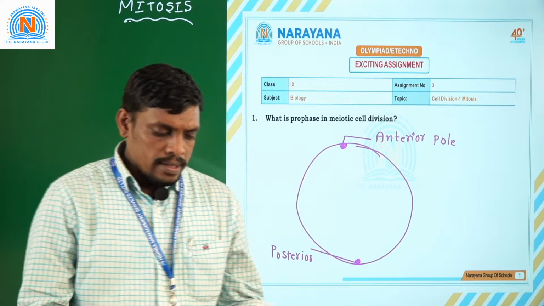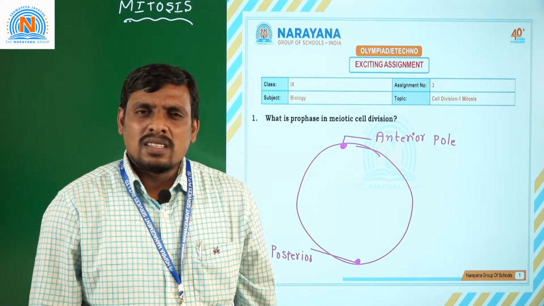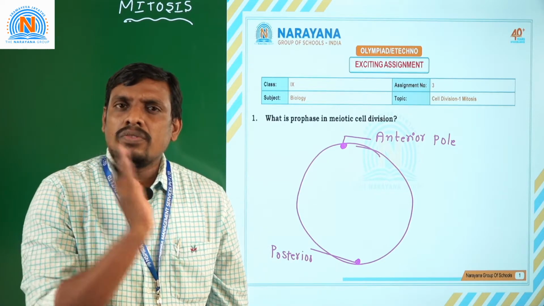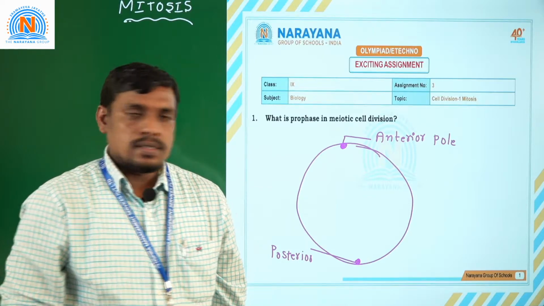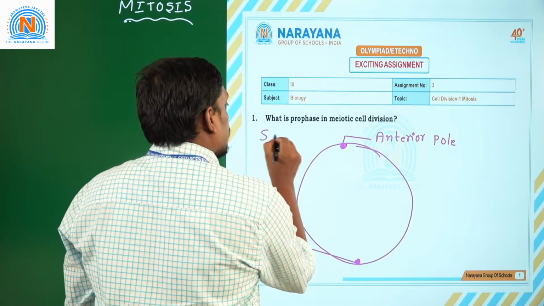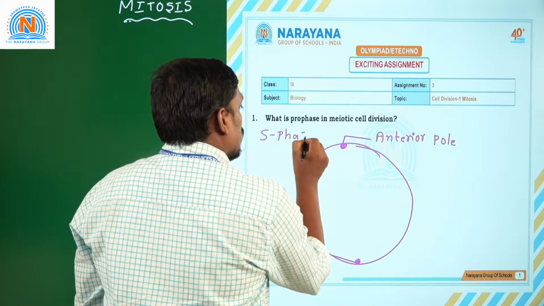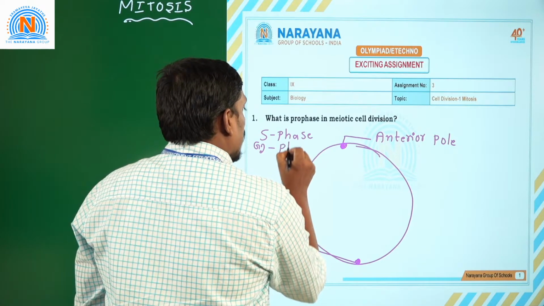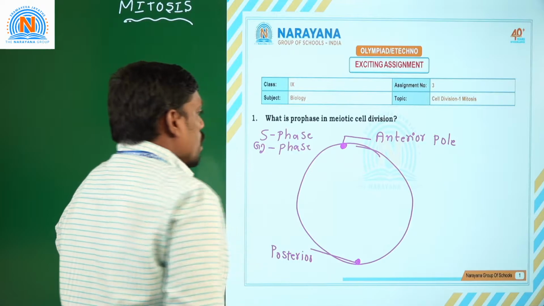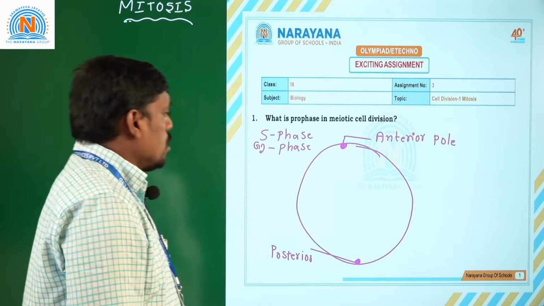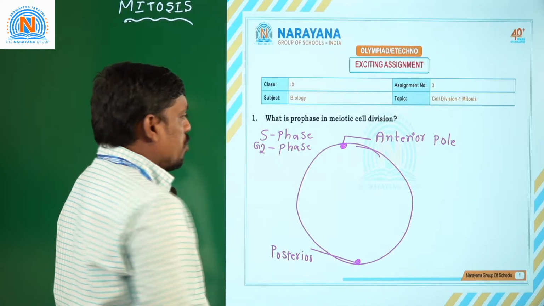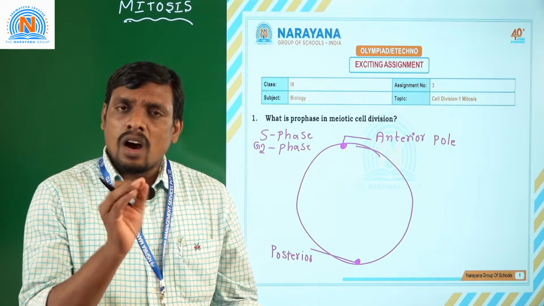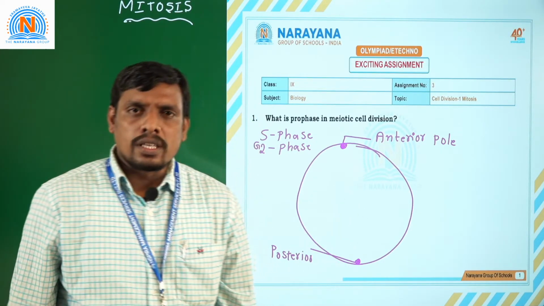Now let us see what sequential steps take place during prophase. Prophase is generally preceded by S phase and G2 phase. We know very well about the S phase, the synthesis phase, and the G2 phase, the gap 2 phase, which we learned in the previous session. After these two stages, we are going to learn the meiotic cell division.